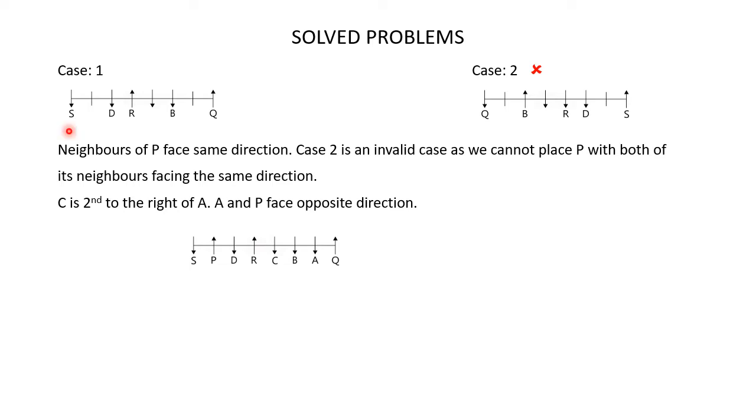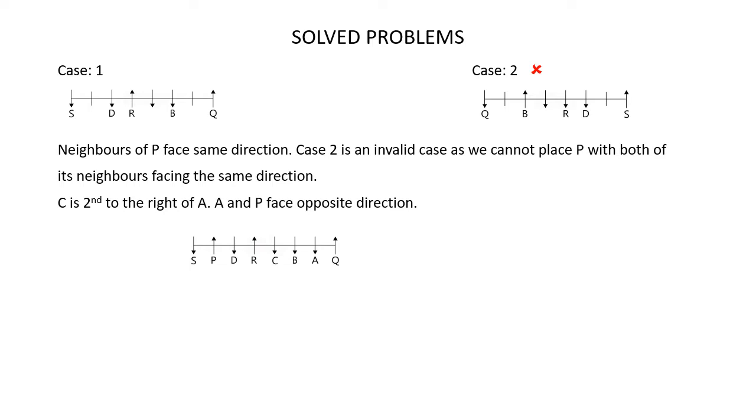So now we have case 1 and case 2 like this. Now it's given that the neighbors of P face the same direction. So let's consider case 1. P can be placed here because neighbors of P will face the same direction. P cannot be placed here because the neighbors are facing opposite directions. P also cannot be placed here because the neighbors are facing opposite direction. So the only place for P in case 1 is this position. So place P in that place.